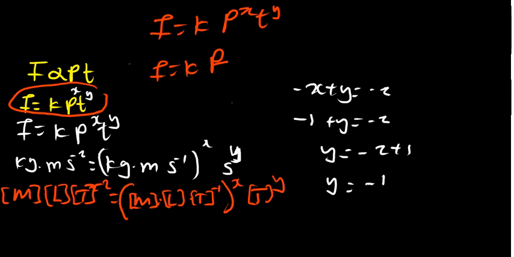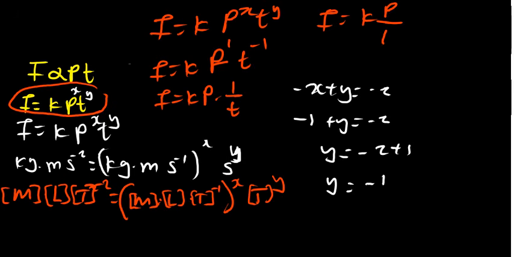Where there is x, we have found that it was 1, and t is negative 1. So we can also say that F is going to be equal to k, then p, and t to the negative 1 is the same as 1 over t. Then the final formula is going to be k p divided by t. So this is the formula which we want to get.